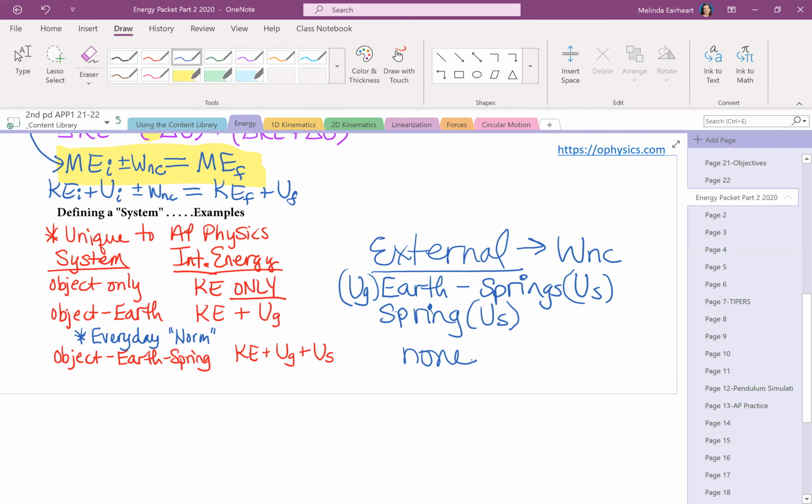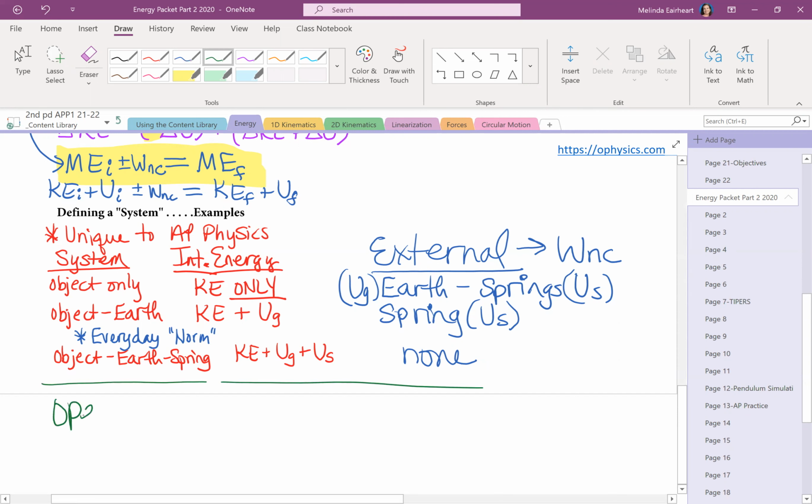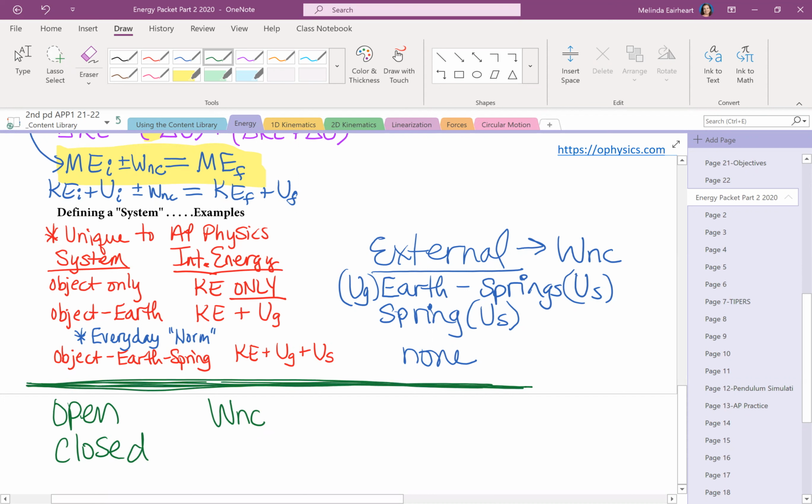Okay. And then another thing that's brought up when you talk about systems is, is it open? Is it closed? This to me is more relatable. If you have an open system, that means there can be non-conservative work working on that system, right? Work done by non-conservative forces. This is separate from how you define the system, but the problem may say you have an open system. So watch out for other forces to come in and do non-conservative work, like applied force, tension force, whatever.